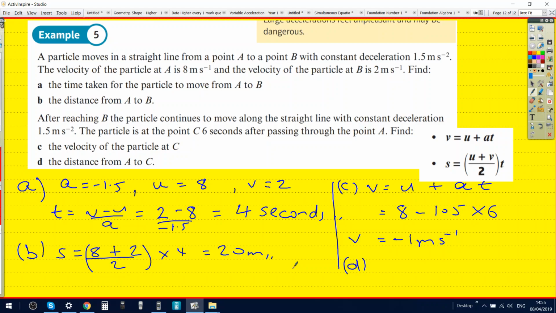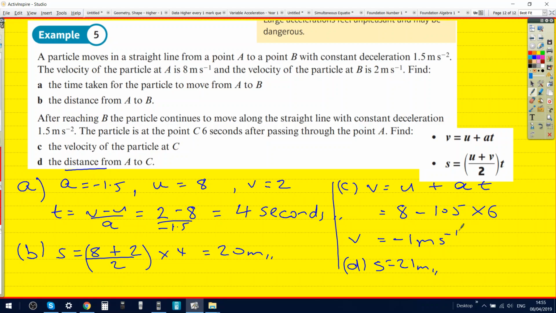A to C. So S equals 8 plus minus 1 over 2 times 6. So 3.5 times 6, 21. Yeah, I think that's the displacement. But they asked for distance. And so if that goes back, then there's something more to this.